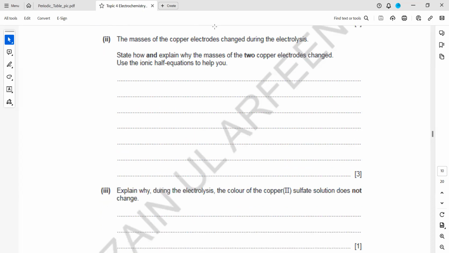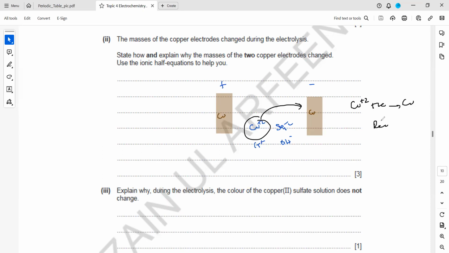The mass of the copper electrode changes during electrolysis. State how and explain why the mass changes. So what is the reason? For example, if we are using active electrodes, copper electrodes, and the electrolyte is an aqueous copper sulfate solution containing copper ions, sulfate ions, hydrogen ions and hydroxide ions. One is the anode, another is the cathode. When the copper ions move towards the cathode, they gain electrons and turn into copper atoms. This change is a reduction. When these copper atoms are formed, they stick to the cathode, so the cathode mass will increase.